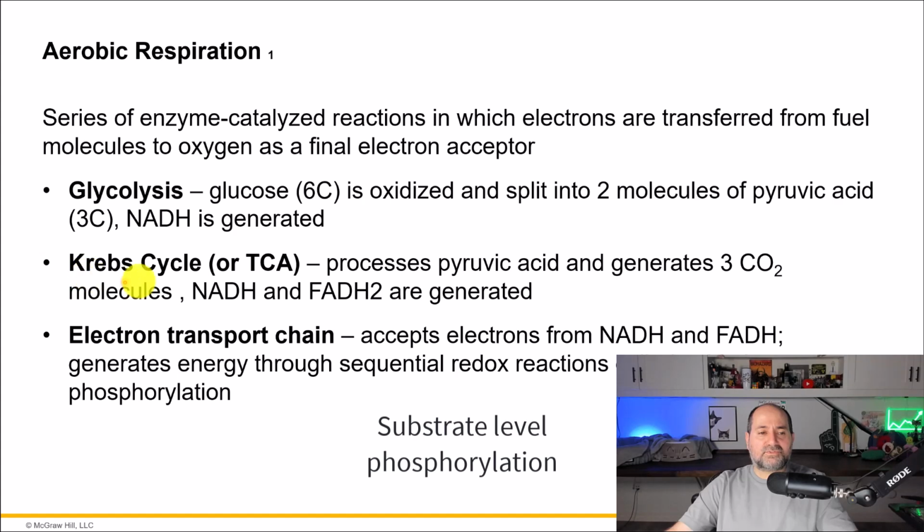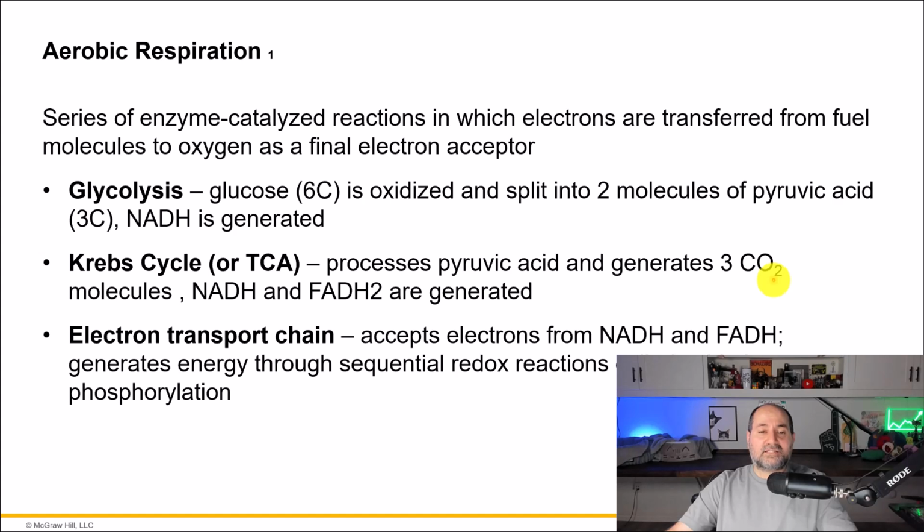Then during the Krebs cycle, again, or TCA cycle or citric acid cycle, here is where more oxidation occurs of the sugar. That means that electrons are transferred to NAD+ to form NADH, and FADH2 as well is generated, and this causes the sugar to break down to CO2. CO2 is produced during the Krebs cycle.